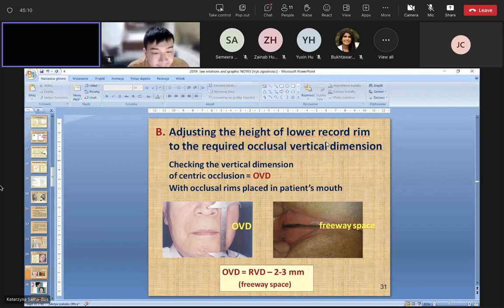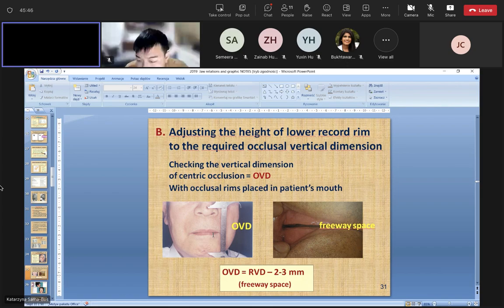And then it is time to start adjusting the height of the lower record rim to the required occlusal vertical dimension. So insert the lower base and occlusal rim. Note the occlusal vertical dimension using the same points of reference as were used to measure the rest vertical dimension. Reduce the lower occlusal rim until the separation between these markers is the same as that which existed in the rest position.